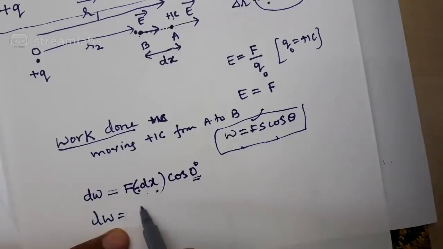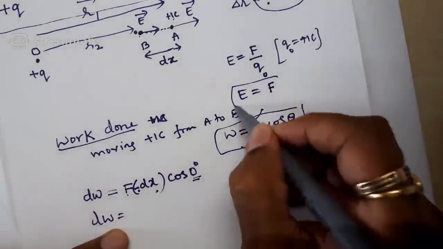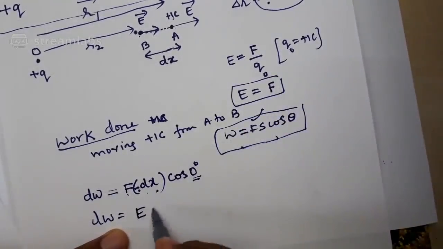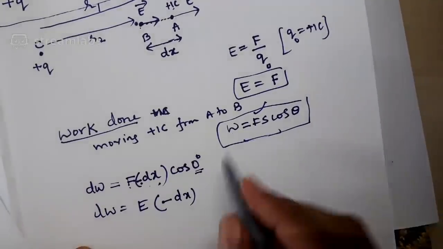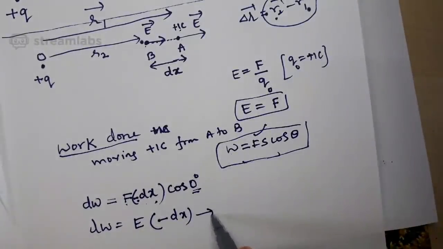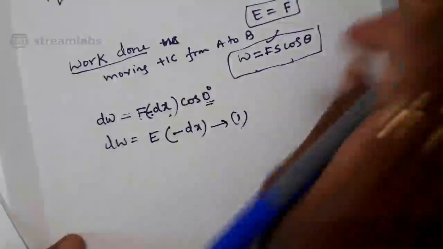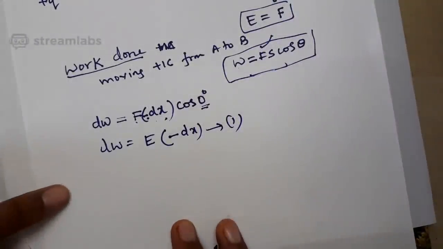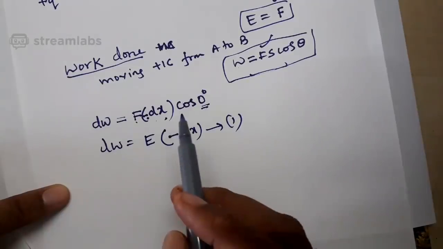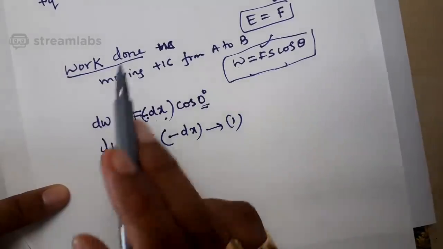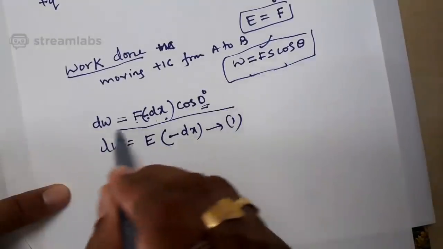Now if I do the substitution, F is nothing but E only. F is E, and dx is obviously dx only, minus dx. Cos 0 is 1. Let this be equation 1. So whatever I calculated was the work done in moving a unit positive charge from A to B against the electric field. This is equation 1.